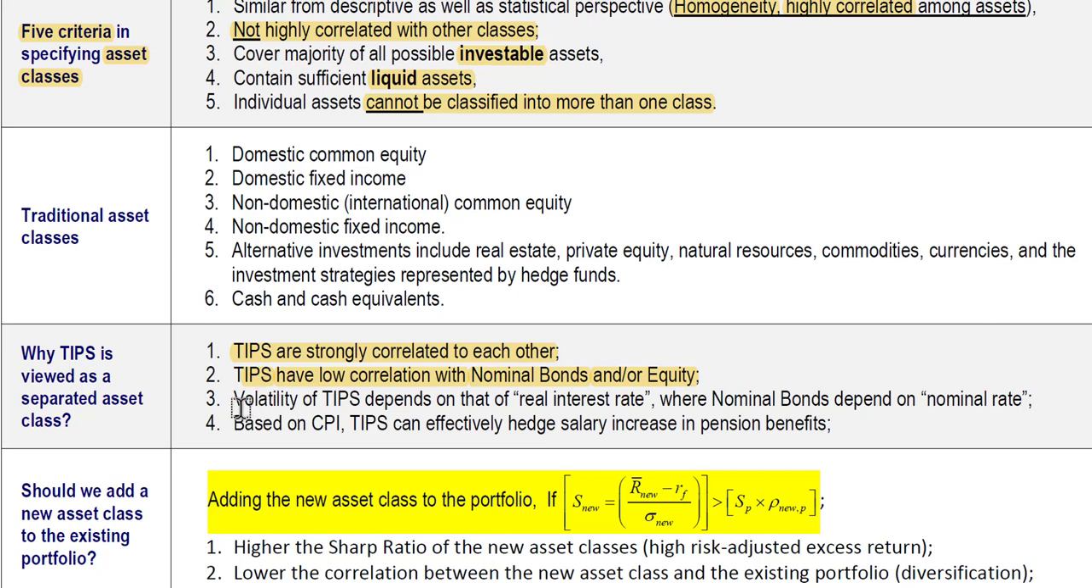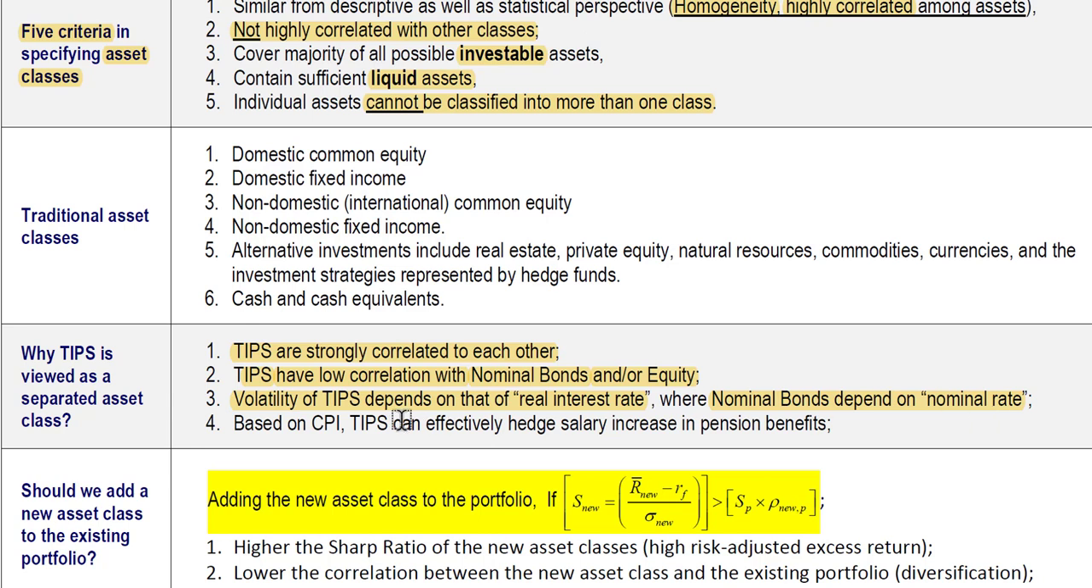There's a very interesting characteristic: the volatility of TIPS depends on the real interest rate, whereas other Treasury bonds depend on the nominal rate. So the real interest rate is the base for TIPS, whereas the nominal rate is the base to calculate the nominal bond. TIPS is actually why I use that, because it's inflation adjusted. Therefore, think about it: one based on the real rate, the other based on the nominal rate.